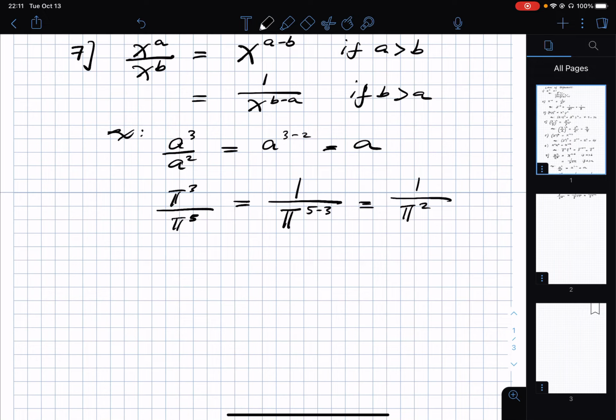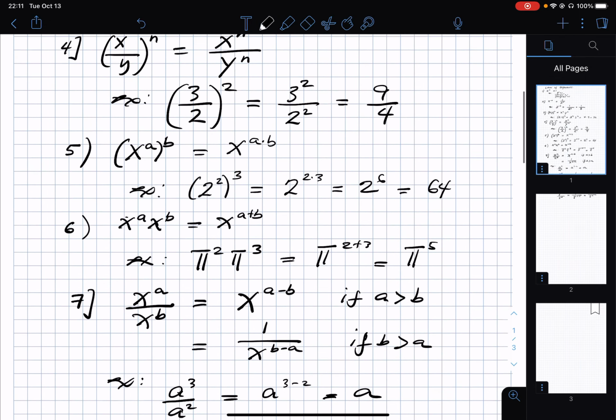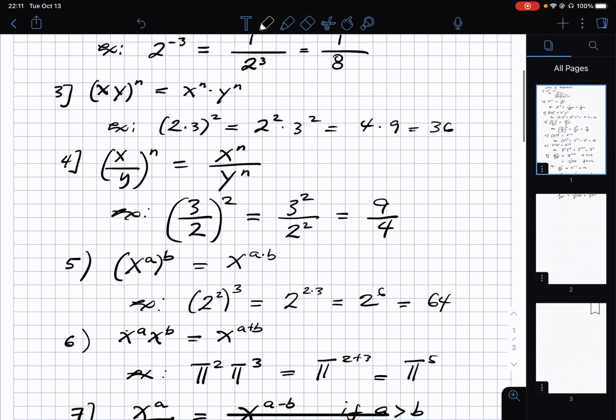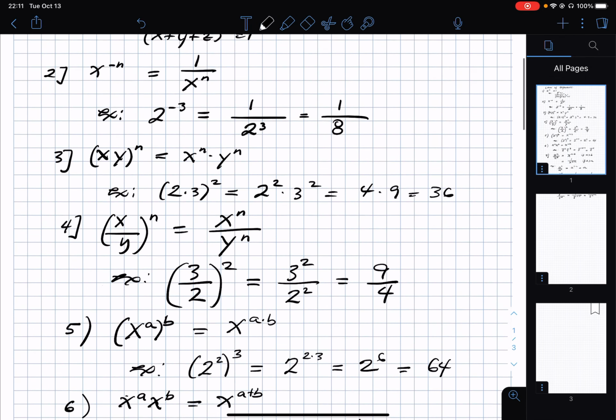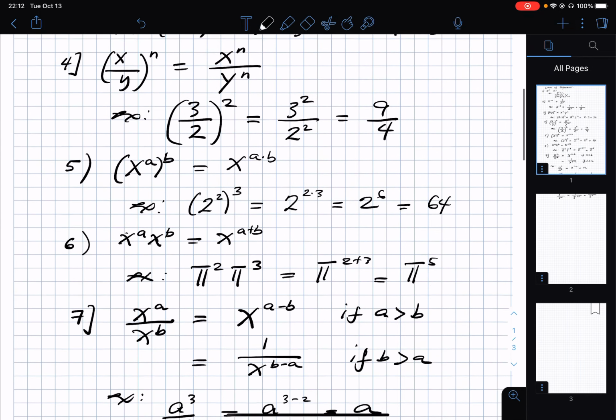So these are the laws of exponents. It's not really hard. The only thing to do is you need to practice.